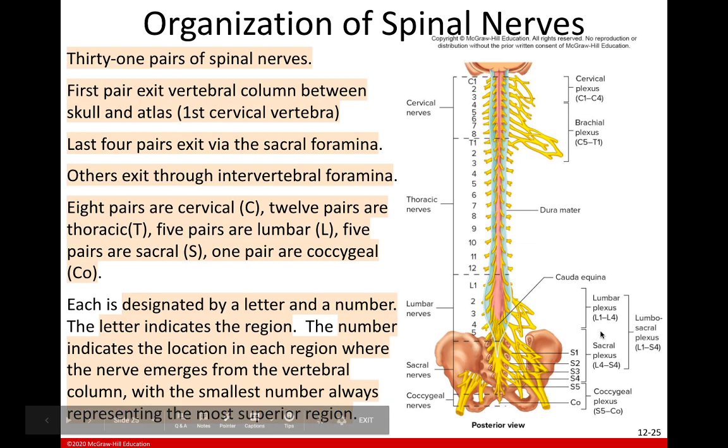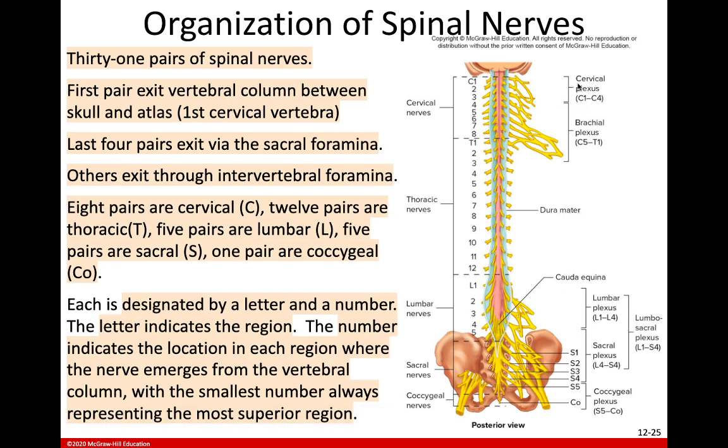And then you see some other designations here. We have a cervical plexus, a brachial plexus, a lumbosacral plexus, and a coccygeal plexus. Notice there is no thoracic plexus. We'll talk a little bit more about these plexuses in a little bit. We are going to focus on the brachial plexus. I'm going to ask you to be able to label the brachial plexus. We'll look at the other plexuses, but I'm not going to ask you to really know them.